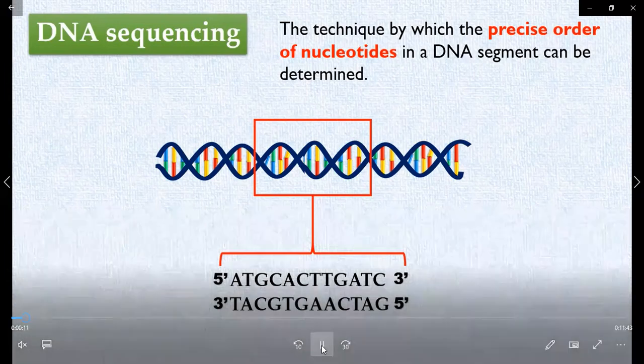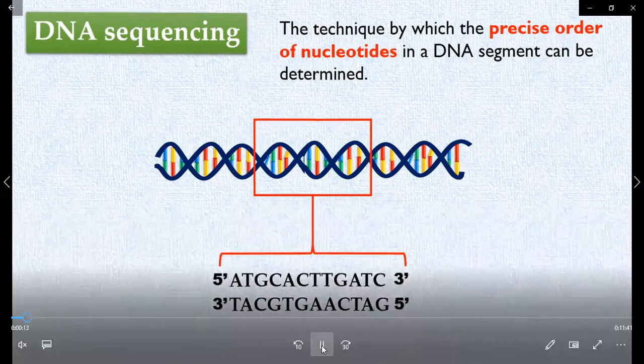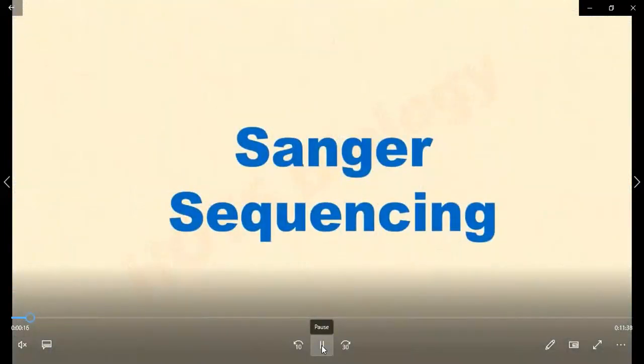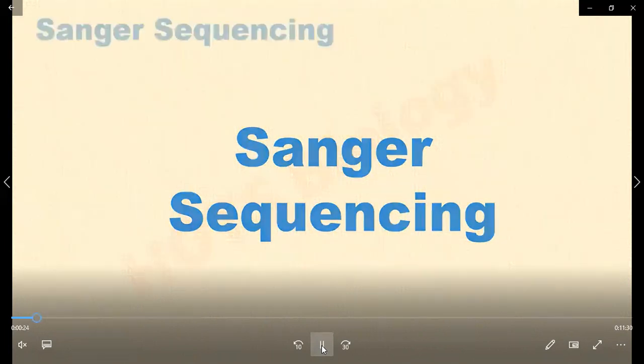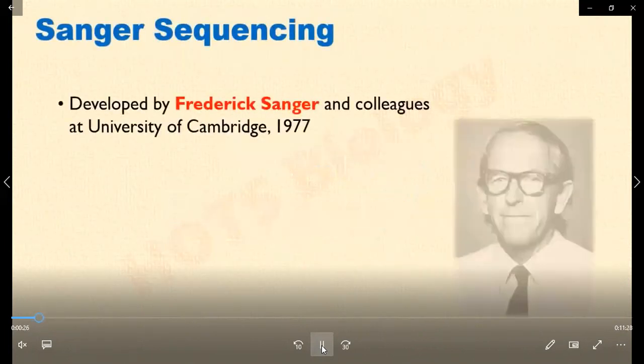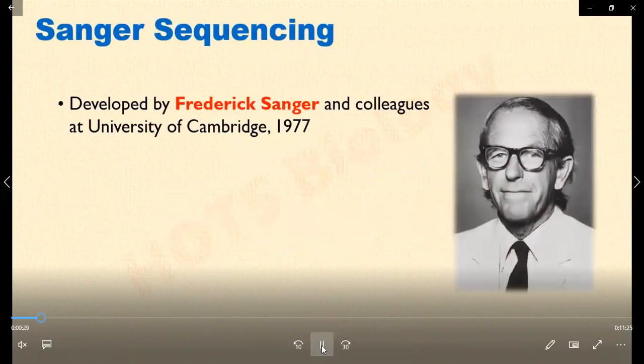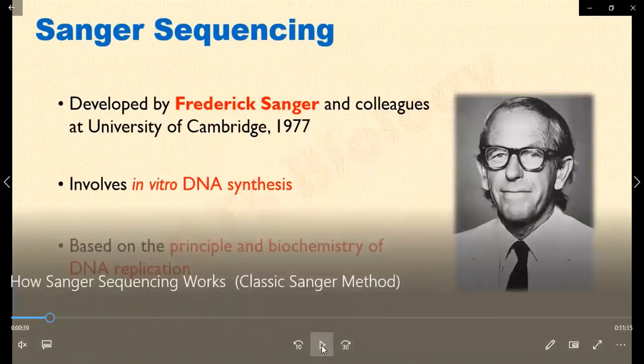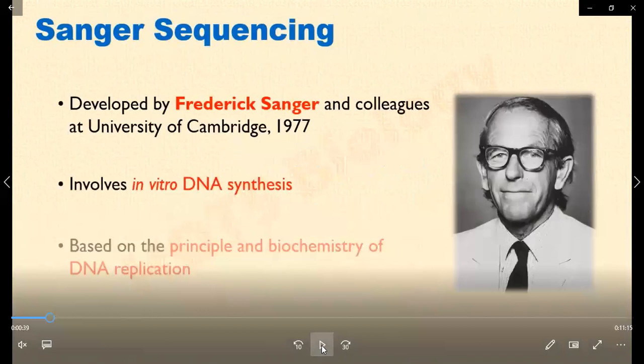Now, in DNA sequencing, the main method that we use is the Sanger sequencing method. Maxam-Gilbert is another method also. We will be discussing Maxam-Gilbert in some other lecture, but today we are going to focus on Sanger sequencing. As I told you yesterday, it was developed by Frederick Sanger and colleagues at the University of Cambridge in 1977. It involves in vitro DNA synthesis, meaning that this DNA synthesis takes place outside the body, in a laboratory setup.